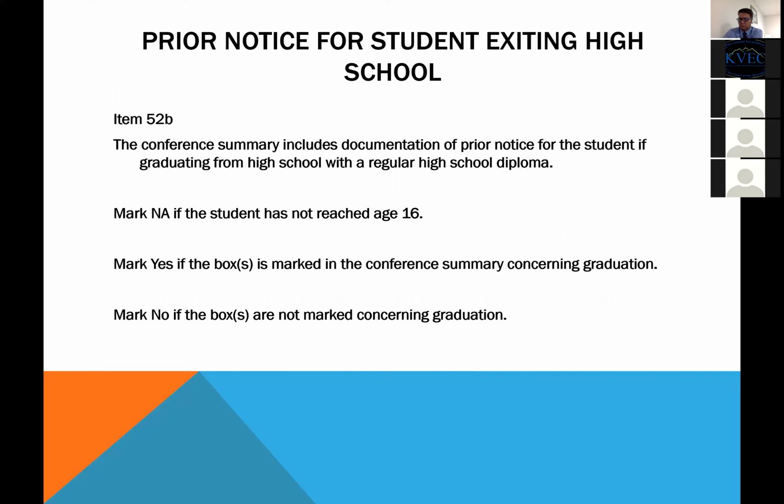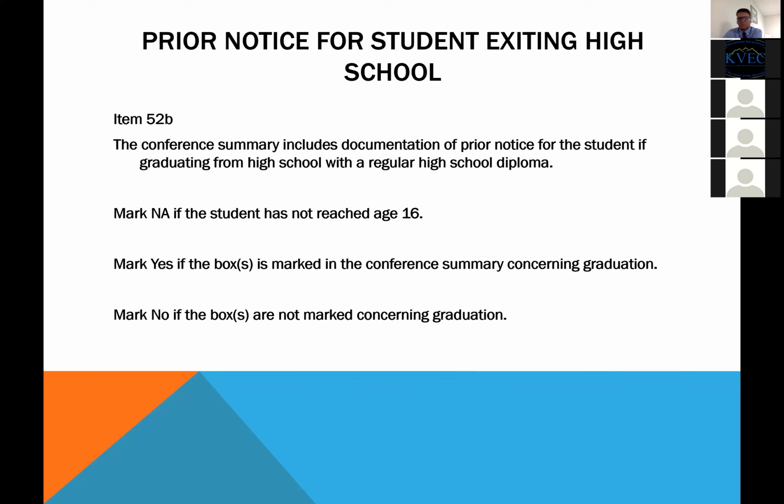Prior notice for student exiting high school. This is item 52B. And on the conference summary, it has documentation of prior notice of the student if graduating from high school with a regular high school diploma. So you're going to check the boxes that are appropriate, and that's the piece that goes with this.